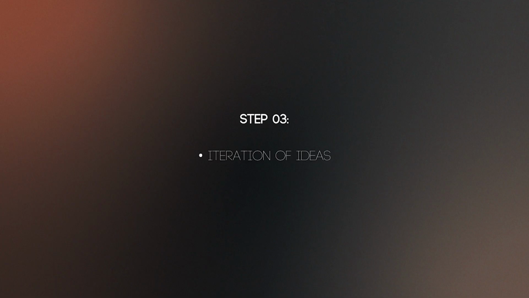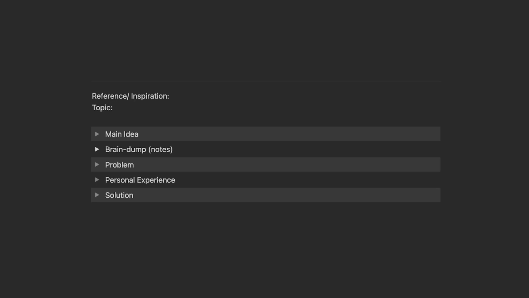Now, the question is how to iterate an idea. Here's what I want you to do. Grab a piece of paper. Aside from the notes that you've taken, grab another piece of paper and write the following sections: the main idea, idea dump, problem, personal experience, and last one is solution.